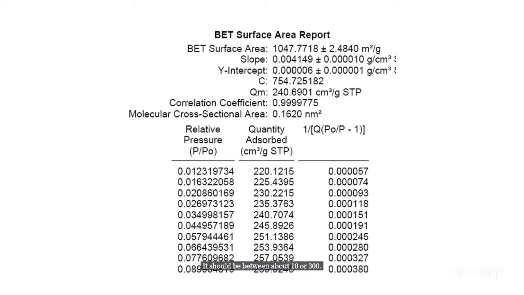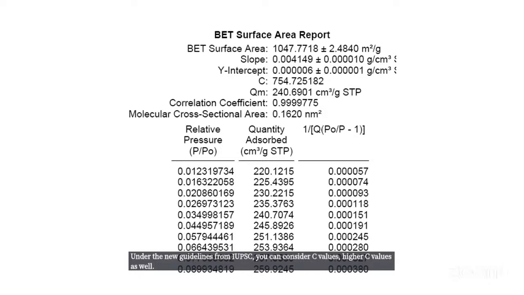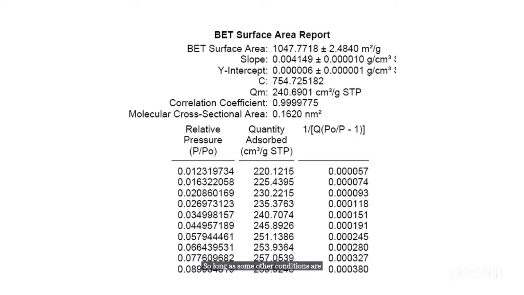But under the new guidelines from IUPAC, you can consider higher C values as well, so long as some other conditions are right. Other conditions are, all should be positive. C should be positive, Y should be positive. Slope is anyway always positive. The experiment is done rightly.